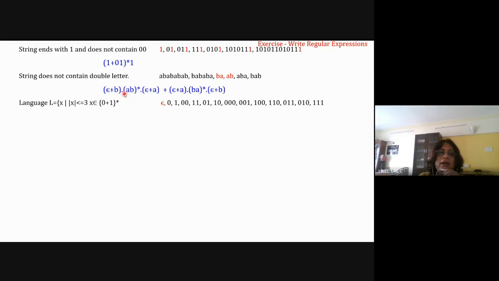Language L contains the set of words X such that the magnitude of x, meaning the length of x, is less than or equal to 3. So these are my valid strings. The length of my word is less than or equal to 3. It cannot be more than 3. The length of the string can be epsilon, or 0, or 1, or 00, or 01, or 001. The maximum length of the words is equal to 3.